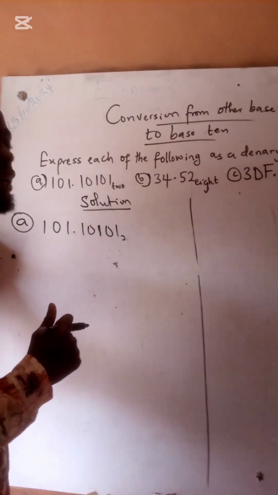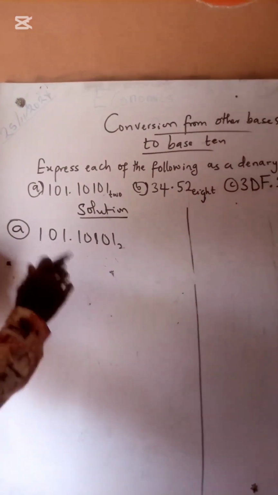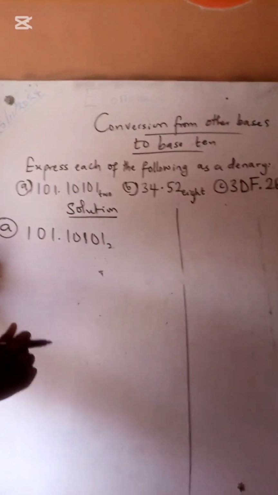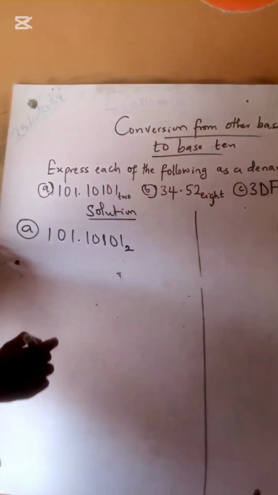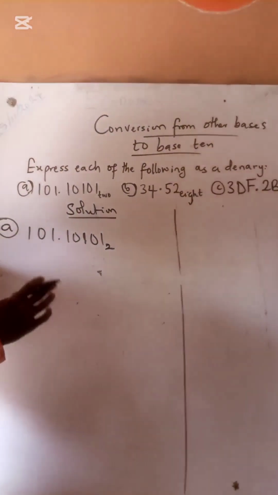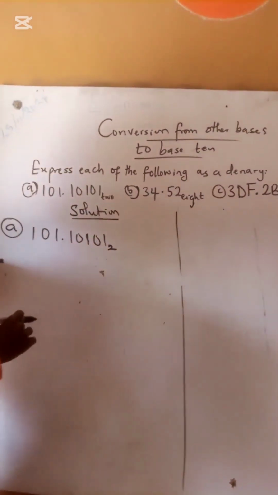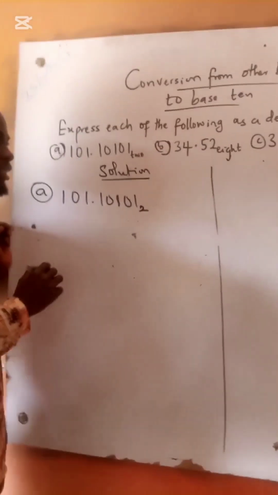This is the fourth class on this topic, number-based system. In the previous class, we talked about converting from base 10 to other bases. Now we are going to talk about converting from other bases to base 10. So, how do we go about it?